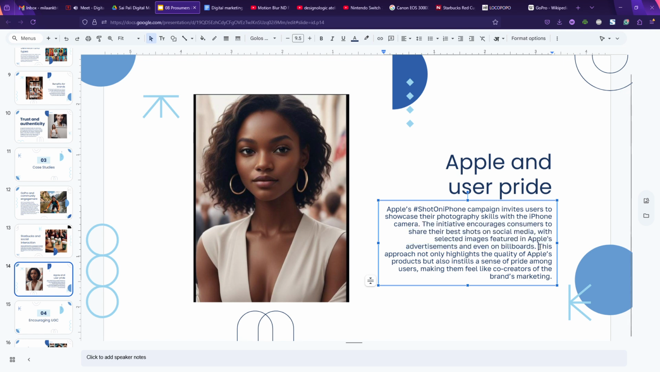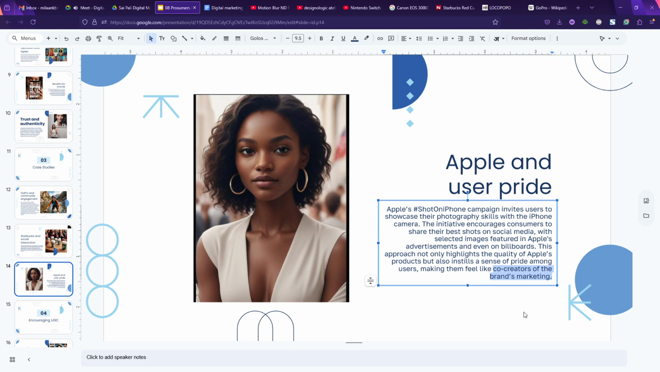This approach not only highlights the quality of Apple's products but also instills a sense of pride among users, making them feel co-creators of the brand's marketing. So, a person who is an Apple user, if that person's photo is used in the marketing campaign, then that person will be like Apple for life. They would be maybe like Apple family. They would want everything in the house Apple, the TV Apple, this Apple, like.